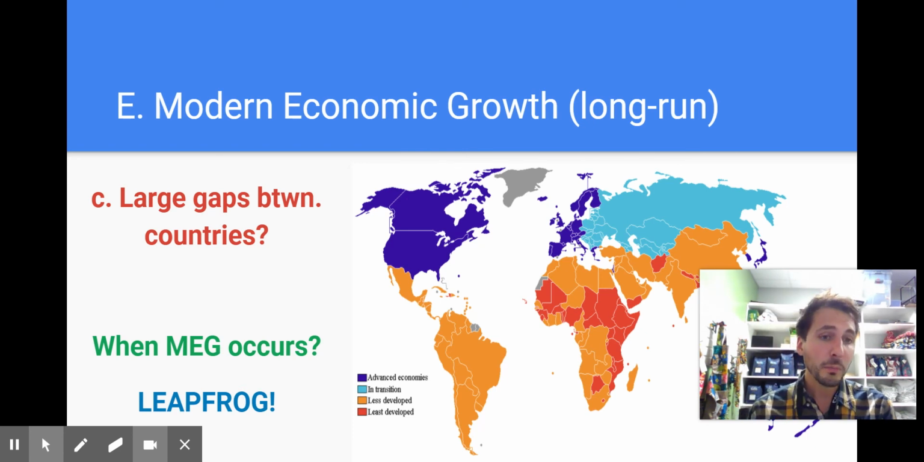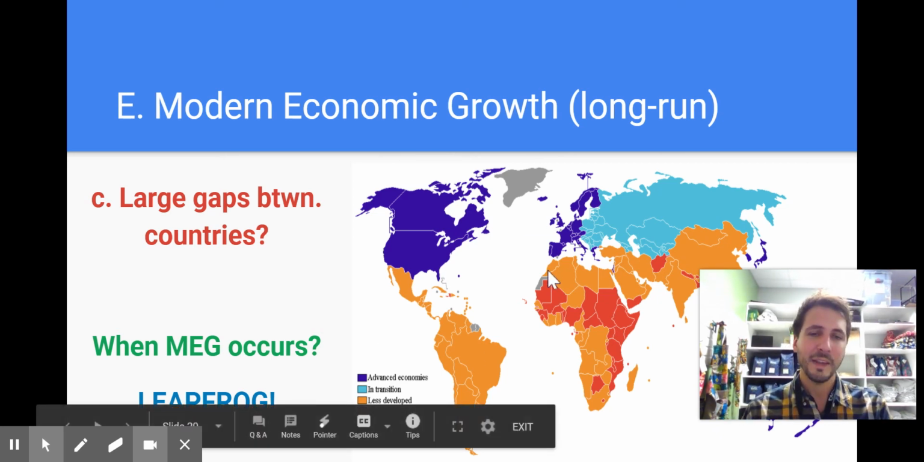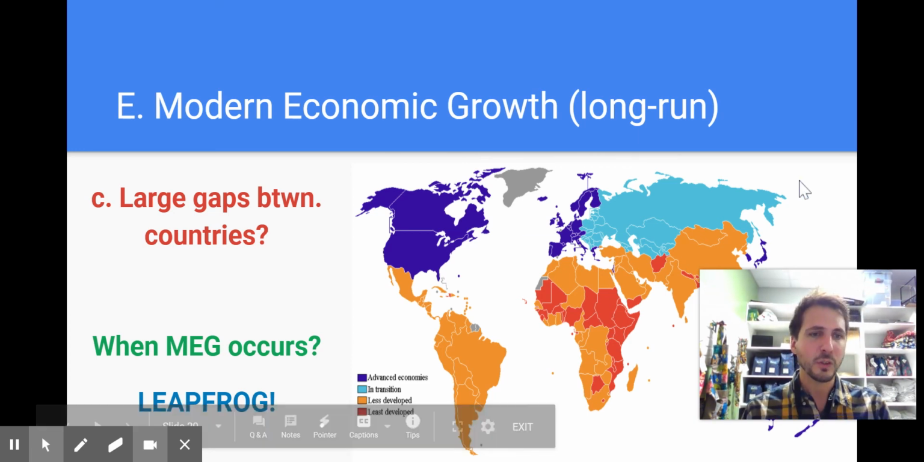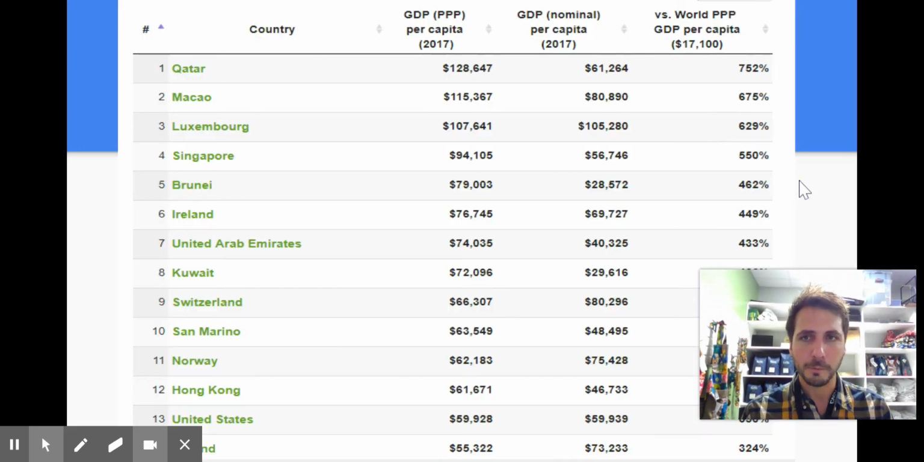Okay, as a result of modern economic growth, we have huge gaps between some countries, right? So as you can see, the dark bluish purple are advanced economies. Then we have our in transition economies that have kind of kicked into modern economic growth. And then we have our less developed and least developed countries in orange and red that are still waiting to kick into that modern economic growth. So huge disparities around the world.